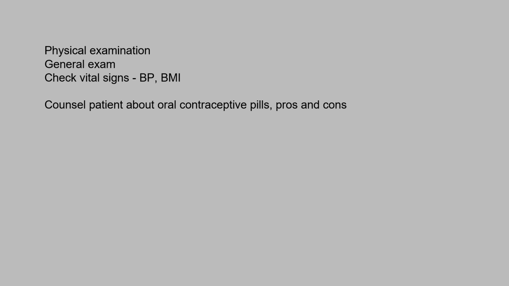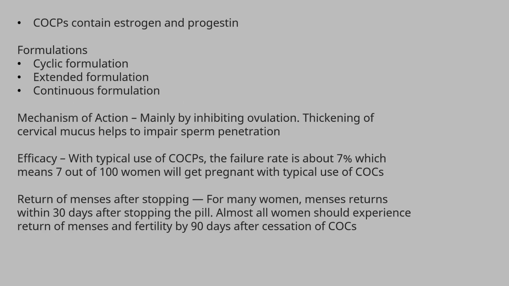Physical examination, we want to check the patient's blood pressure as well as the patient's body mass index, the BMI. These are very important for any patient that you want to start on combined oral contraceptive pills. Combined oral contraceptive pills contain 2 hormones, estrogen and progestin. There are 3 different formulations that are available.